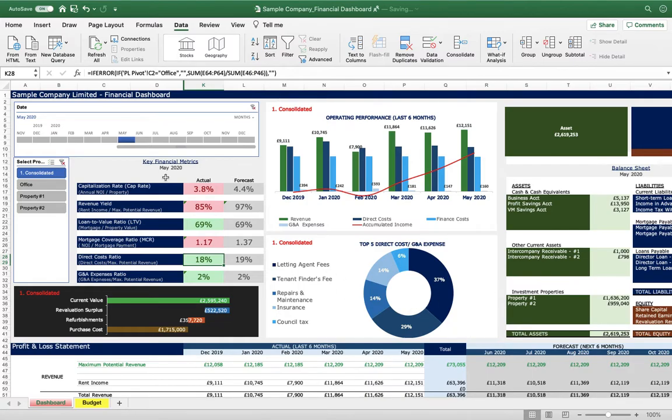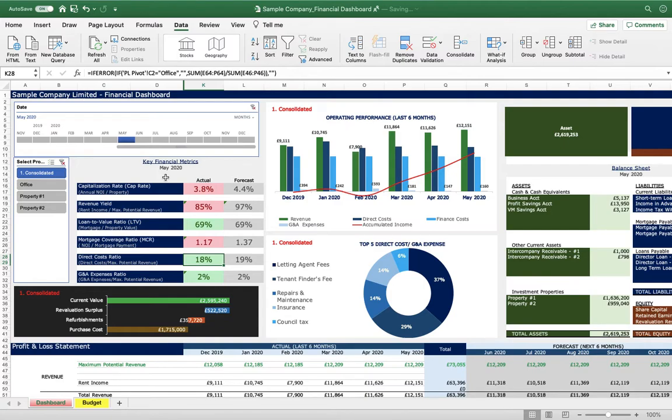Coming over here to the left-hand side, we've got our key financial metrics. Now this, I think, is one of the most powerful parts of the dashboard. And the aim here is we're really talking about the operational side of the business, the rentals. And we're distilling down all of that data on your P&L into very clean metrics. And you can see they're color-coded here.